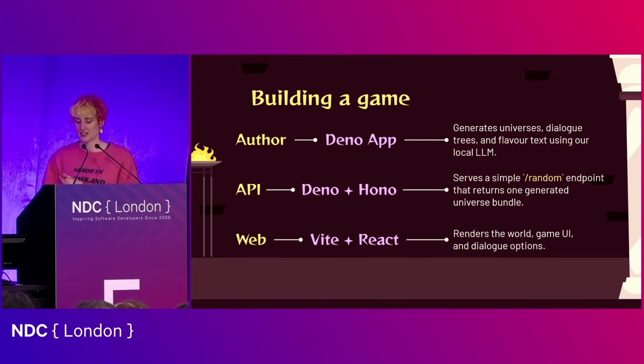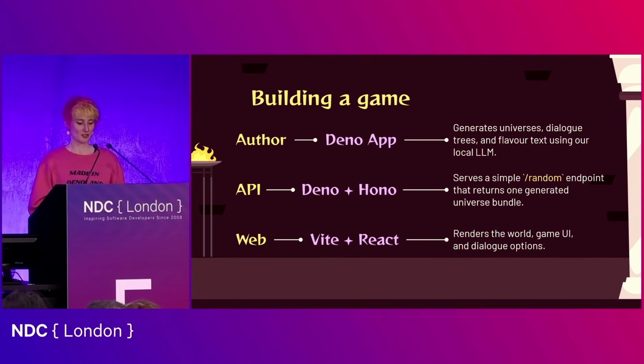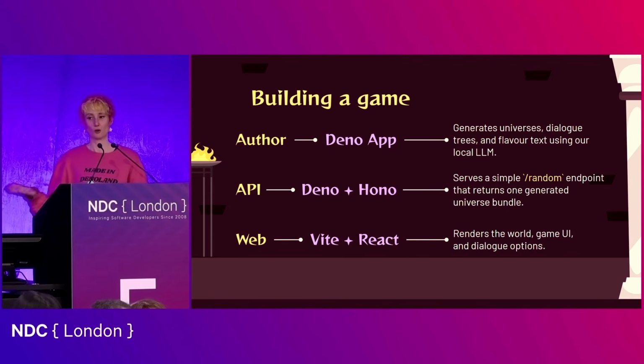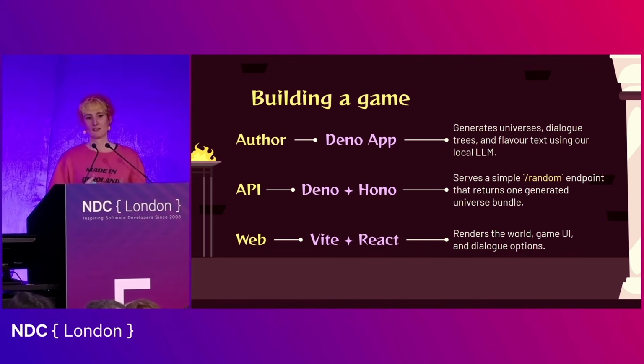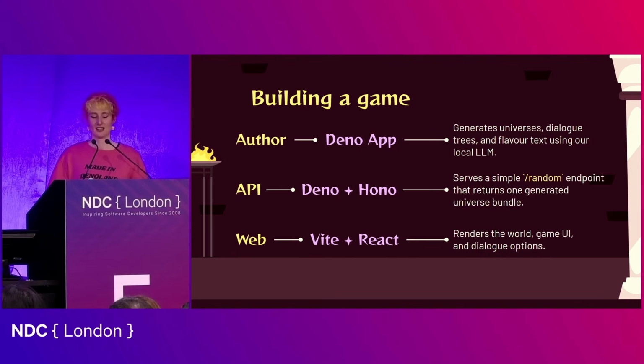So let's talk about the architecture of the game itself. We've split it into three parts. We have the author, which is the part that generates the universes, the dialogue trees, the flavor text, all using our local LLMs. Then we have the API that serves a simple random endpoint that generates one universe based on our seed. And then on top of that, we have a web app, which I've built with React and Vite, that is going to actually render the game. It's going to draw us a little world. It's going to give us a chat UI and some dialogue options.